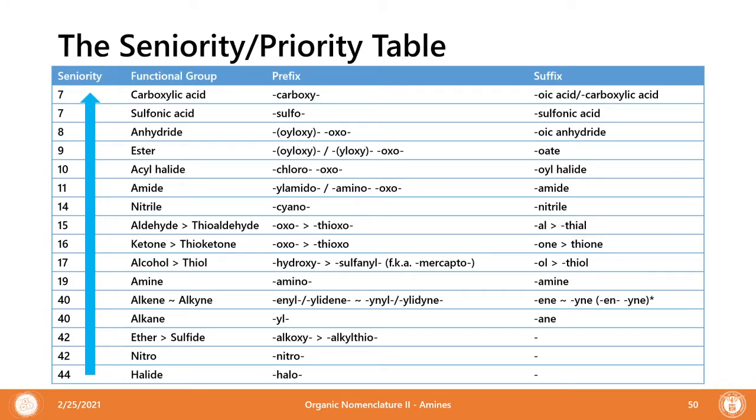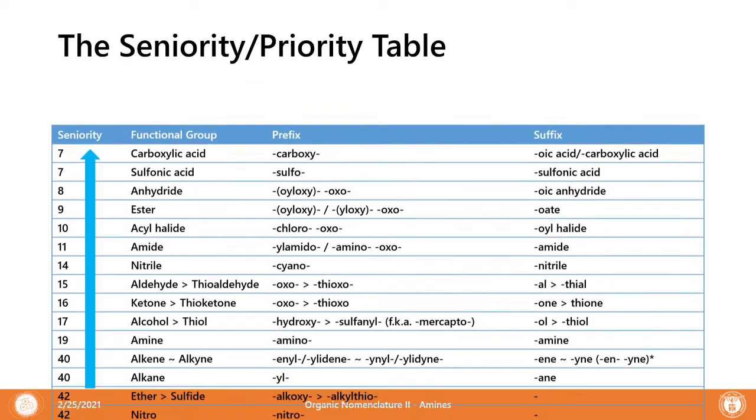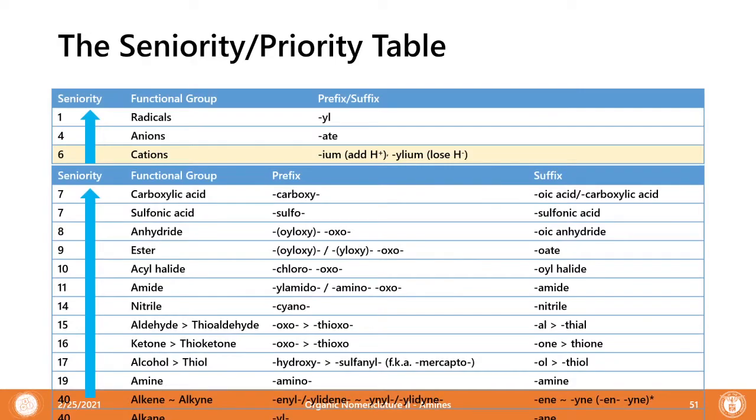Here's the full priority table applicable to most neutrally charged organic compounds. But did you know that there's a nomenclature system for charged compounds? Anions, negatively charged compounds, and cations, positively charged compounds, also have their own naming system, and they're surprisingly above in priority over all other functional groups.